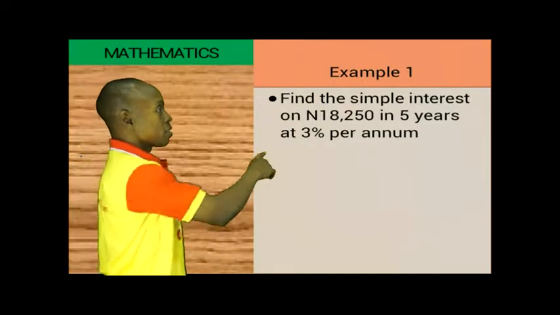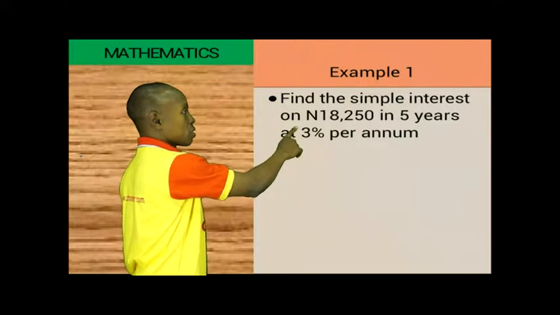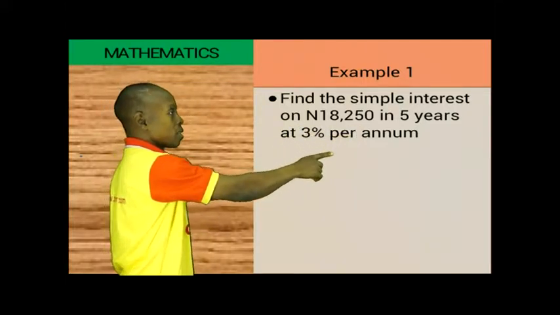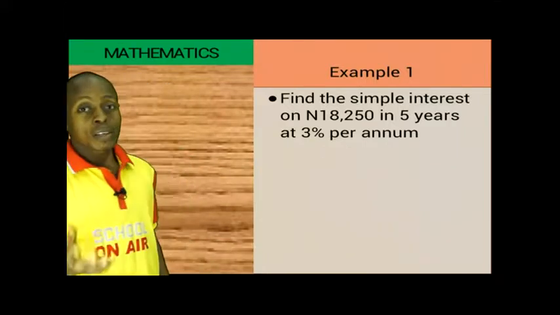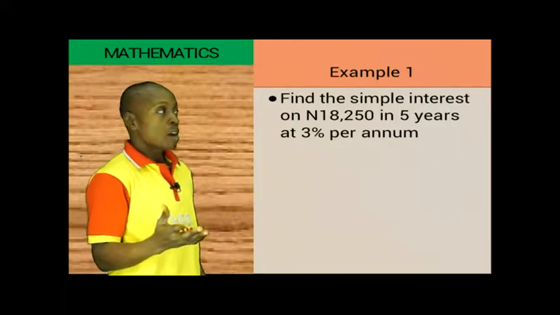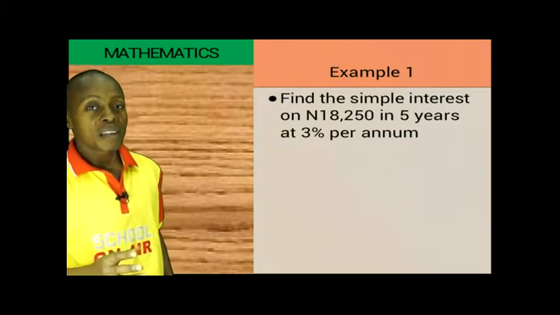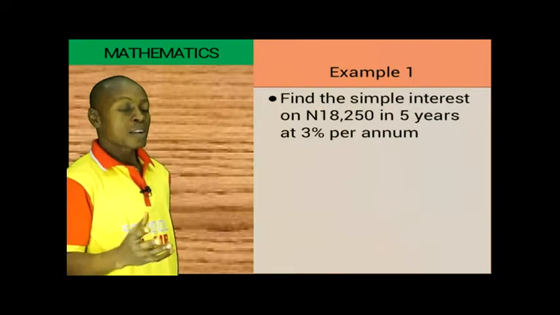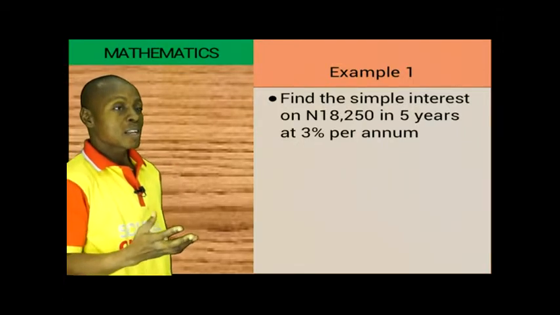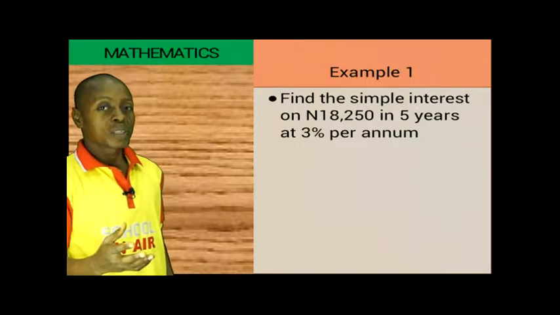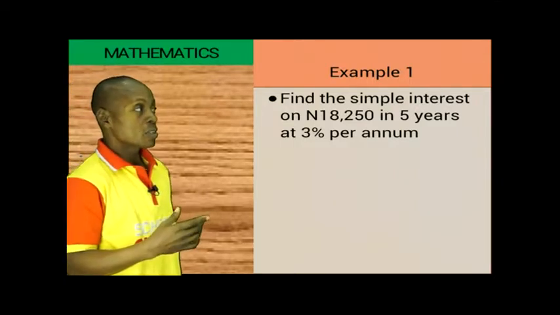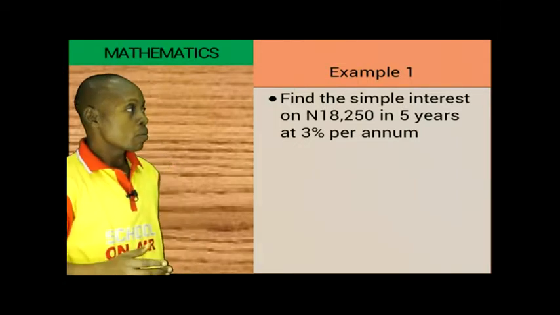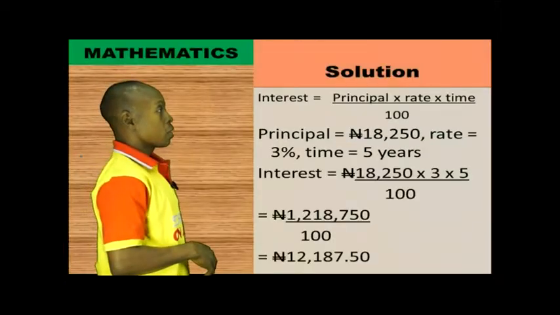The first example says you should find the simple interest on 18,250 naira in 5 years at 3% per annum. So what is going to be your interest if you have 18,250 naira in 5 years at 3% per annum? What will be the actual interest you're going to get from that amount? That's what we're trying to look for in this question, and that's the request. This is the demand of the question. So let's see how we can go about it.